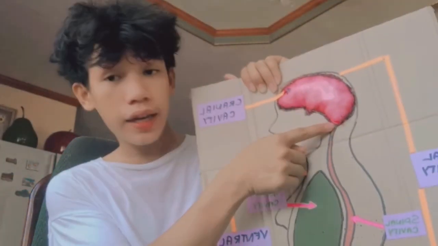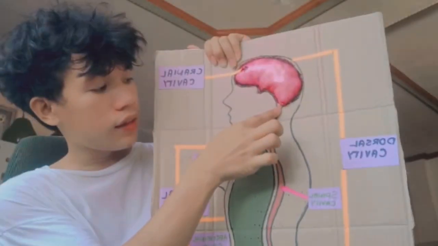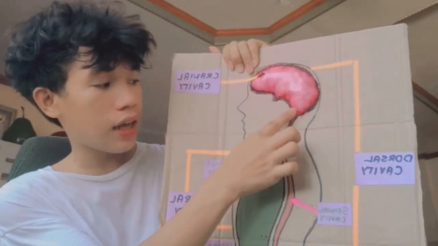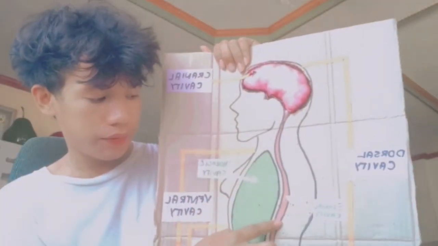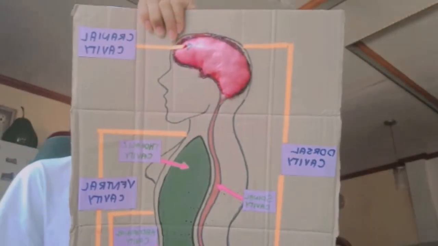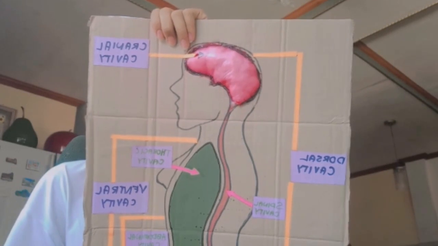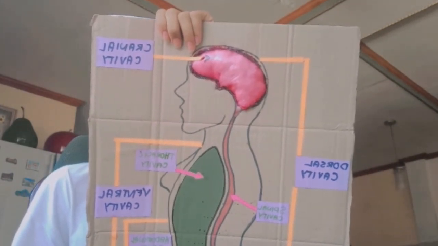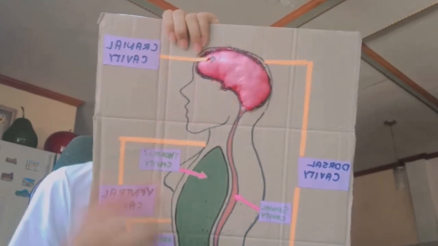This is the spinal cavity. The red line, the curved line here called the spinal cavity. The spinal cavity is the space occupied by the spinal cord enclosed by the vertebrae column making up the backbone.